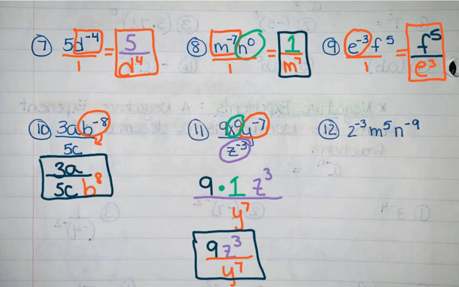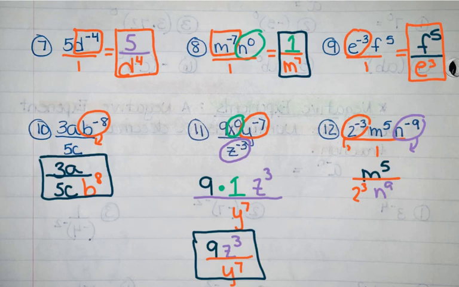Okay, and this last one here, I need to turn this into a fraction. I recognize 2 to the negative 3 needs to move to the denominator. I also recognize that n to the negative 9 needs to move to the denominator. So m to the 5th is good. I can leave that where it is. I'm going to move 2 to the negative 3 down, so it's going to become 2 to a positive 3. And I'm also moving n to the negative 9 down, and that's going to become a positive.